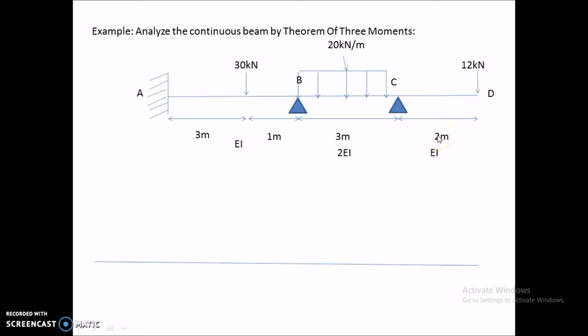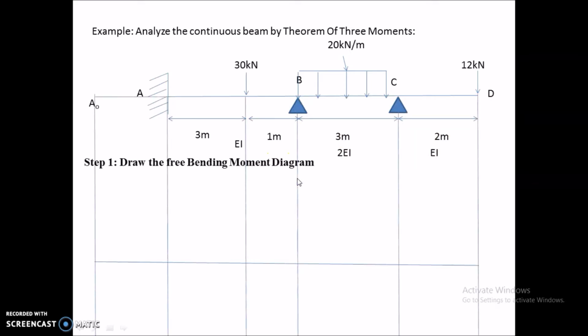Now coming to flexural rigidity, in this case our flexural rigidity is varying. That is EI in span AB, twice EI in span BC, and again EI in span CD. So our first step is to draw the free bending moment diagrams, and since A is a fixed support, we will consider another imaginary span A naught for finding out the MA value.